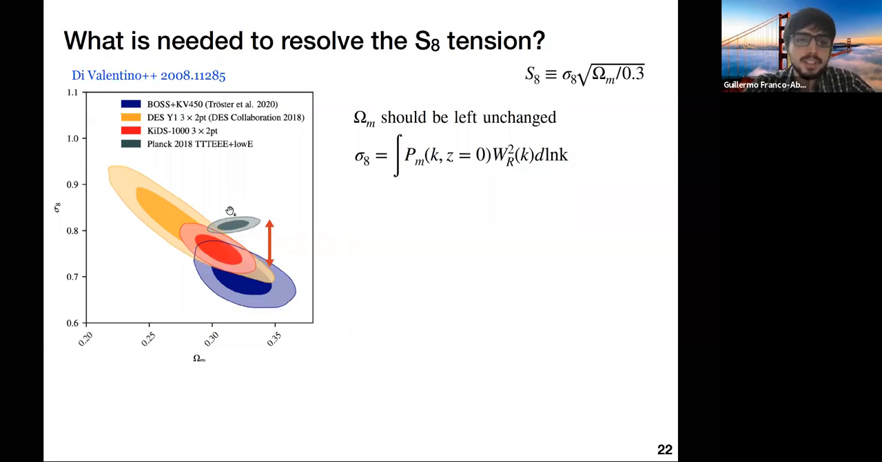So what we see from this is that what is driving the tension is actually not omega matter, but sigma 8. So the first thing is that if you want to consider some exotic model that tries to address this tension, that tries to increase the value of S8 to make it in agreement with Planck, what one needs to do is not to change omega matter, but to change sigma 8, to suppress sigma 8.